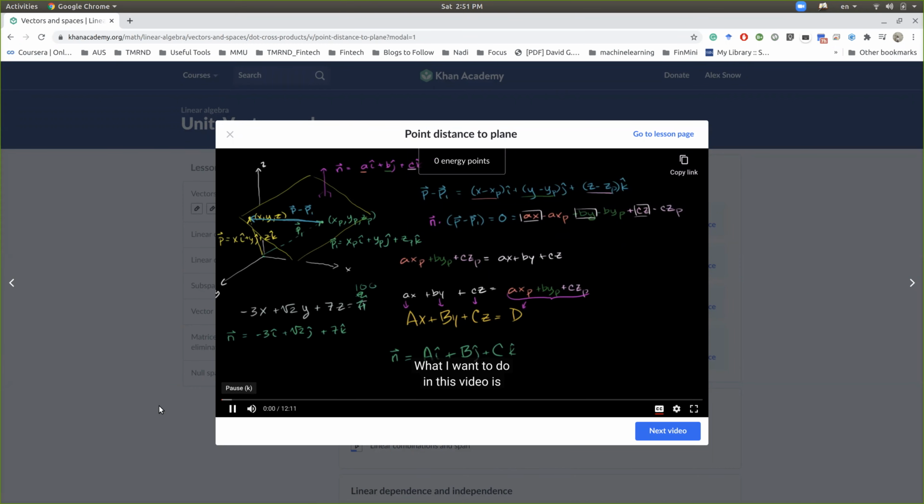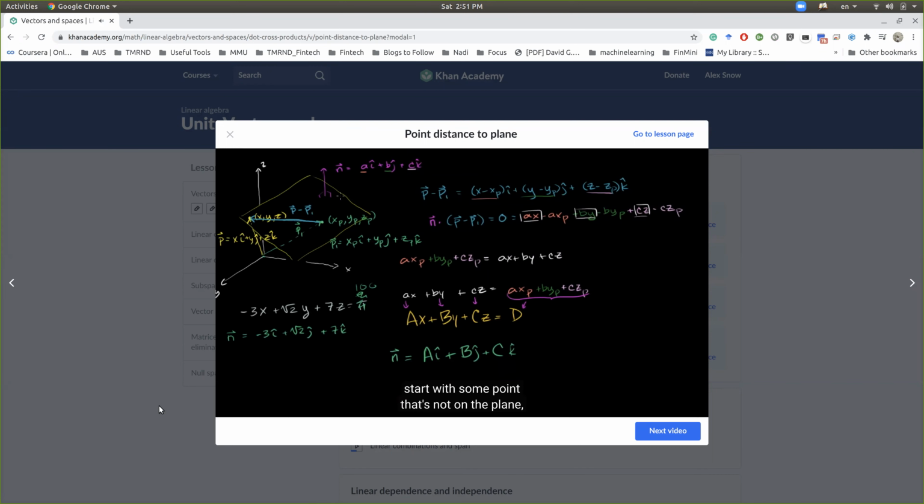What I want to do in this video is start with some point that's not on the plane, or maybe not necessarily on the plane. So let me draw a point right over here. And let's say the coordinates of that point are x naught, y naught, and z naught. Or it could be specified as a position vector. I could draw the position vector like this. So the position vector for this could be x naught i plus y naught j plus z naught k.